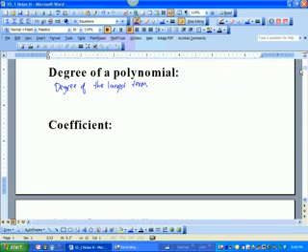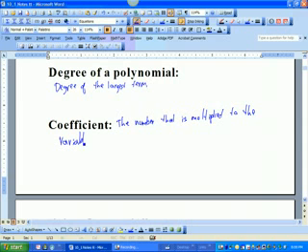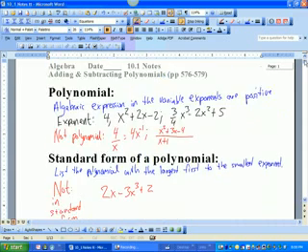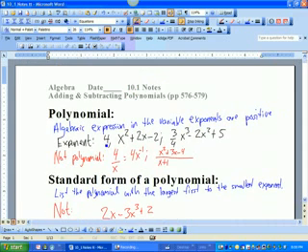Now, compare that with the coefficient. The degree is the exponent. The coefficient is the number that is multiplied to the variable. Now, if we take a look at our terms of our polynomials back to the beginning, the coefficient is 4 because it's 4 times x to the 0, which is 4. So any number is a coefficient.